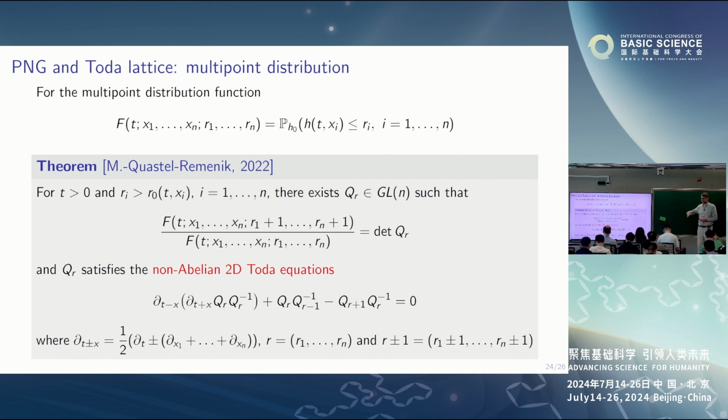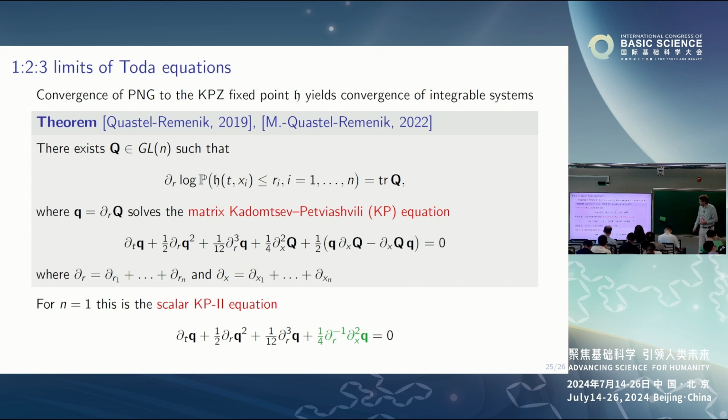So we know that the PNG converges to the KPZ fixed point. And we know that the formulas for PNG satisfy these classic equations, Toda equations. So the natural question is, are there some analogous equations for the distribution function of the KPZ fixed point? And the answer is yes. So quite naturally, by taking the scaling limit, we can obtain equations for the distribution function of the KPZ fixed point.